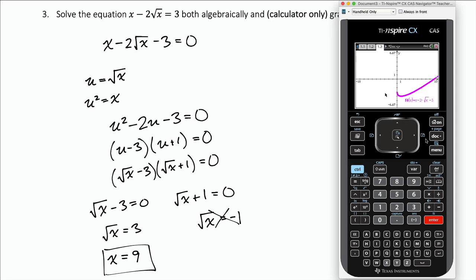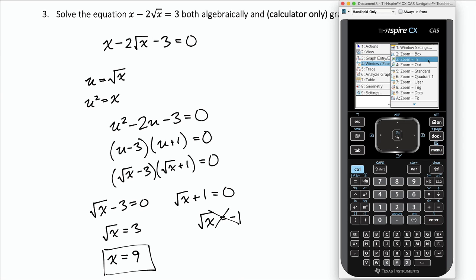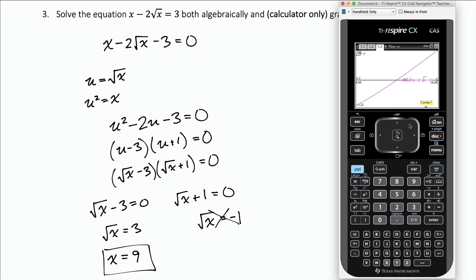We graph it, and we see that we've got an intersection point over here. Let's go ahead and just zoom in on that spot so that it's easy to see. Now we need to find that 0. So we go Menu, Analyze Graph, and Zero. You click to the left of the 0, to the right of the 0, and there's the point. We get x equals 9, which is exactly what we found here.